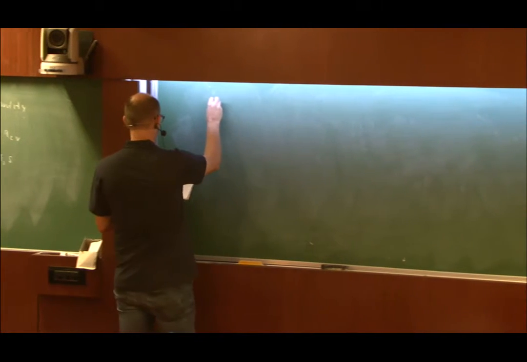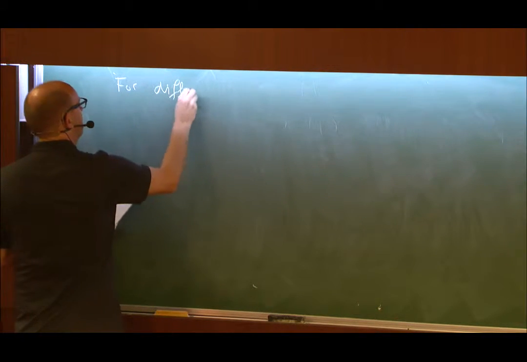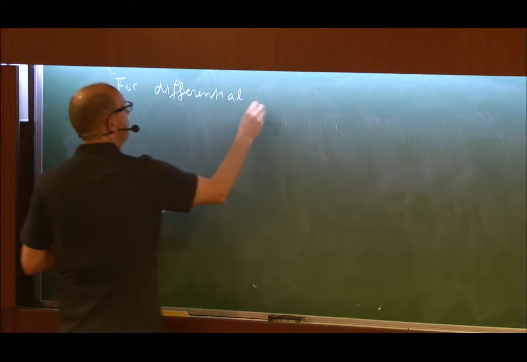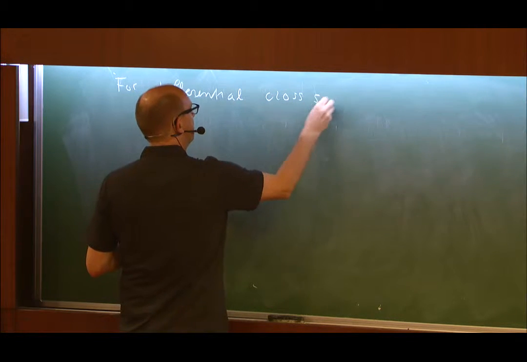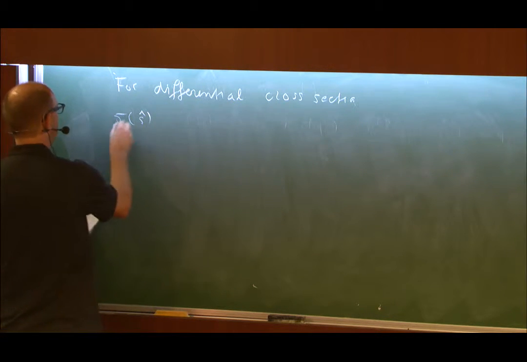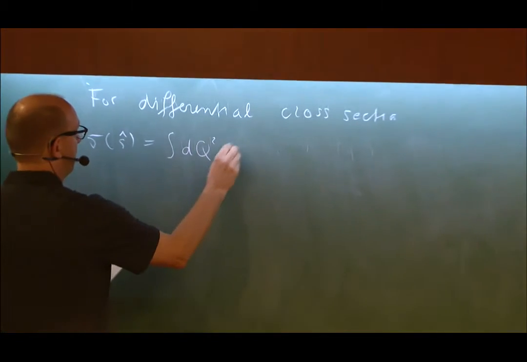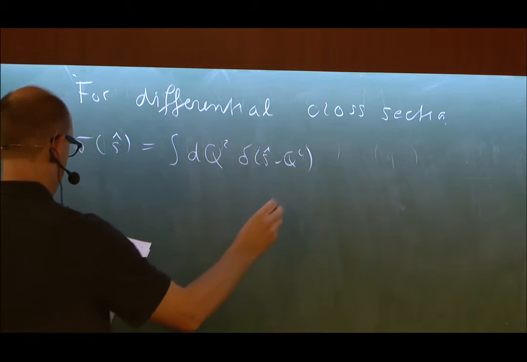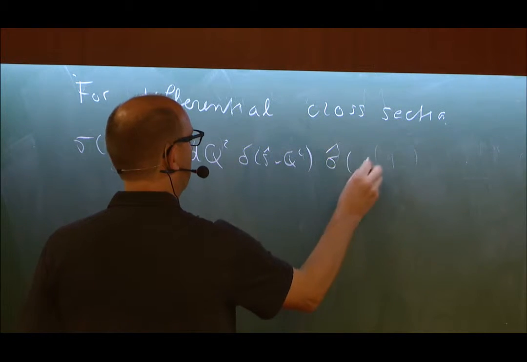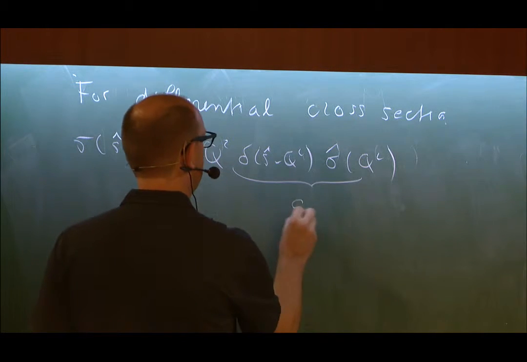So we can write for differential cross-section. We write sigma of S hat. I'll drop the labels because it's more general. Is trivially dq squared delta S hat minus q squared of sigma hat of q squared. You will agree with that, right? The triviality. But that means that this can be seen as d sigma dq squared.